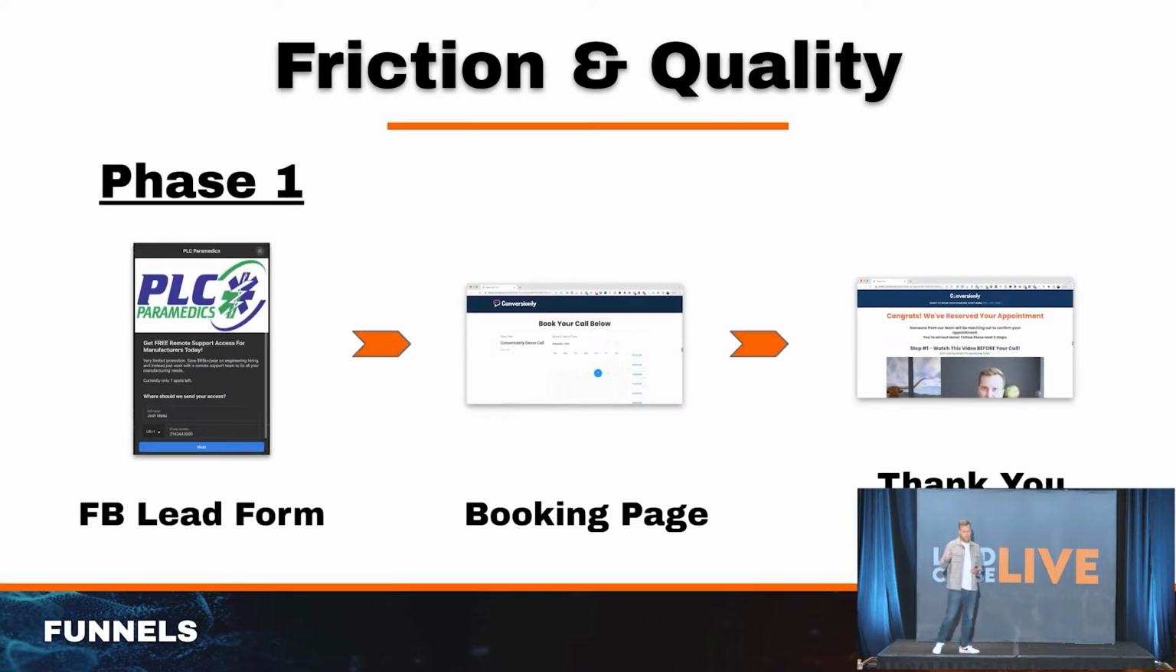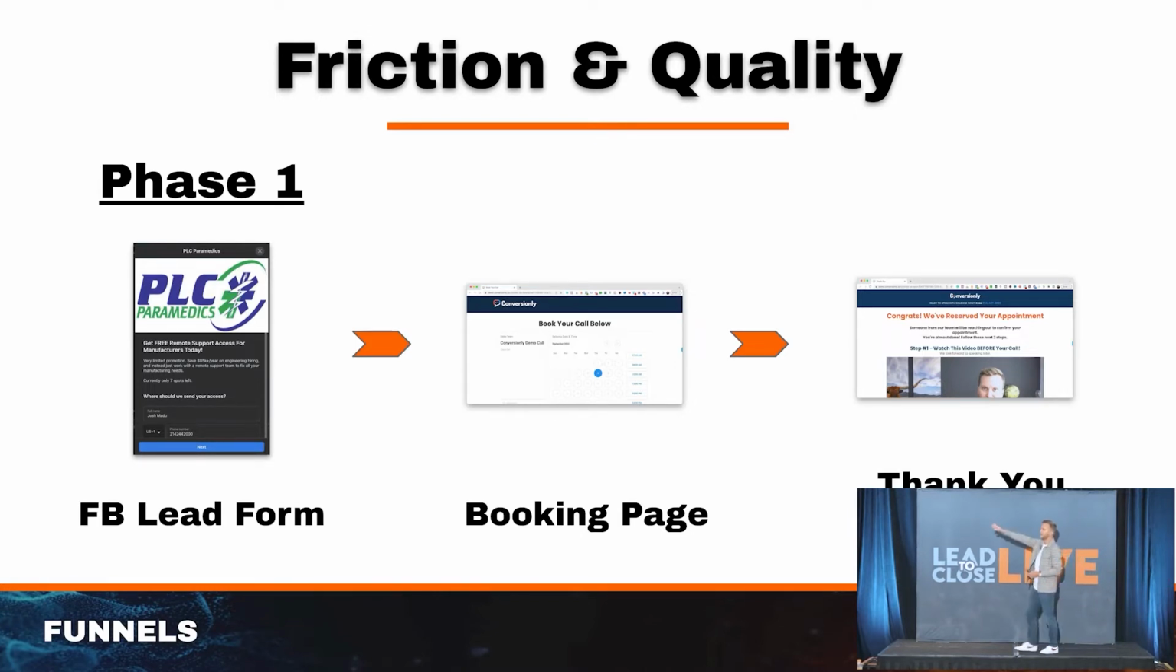Now, let's talk about the 4 phases of friction. So phase 1 is essentially you're probably looking at a lead form going to a booking page, right? So that's phase 1. You're going to get more volume. You're going to get more leads, probably more appointments, but the quality is not going to be as great, right? Then you can go phase by phase by phase.